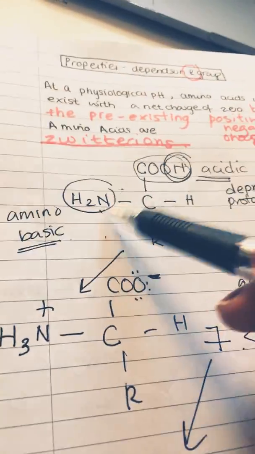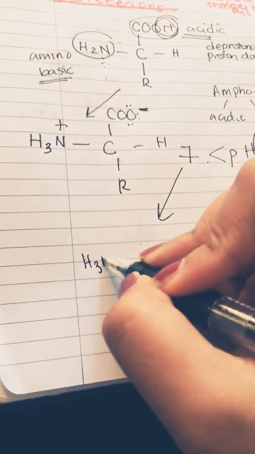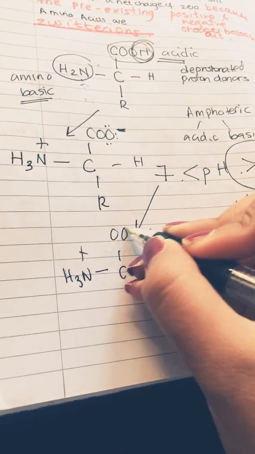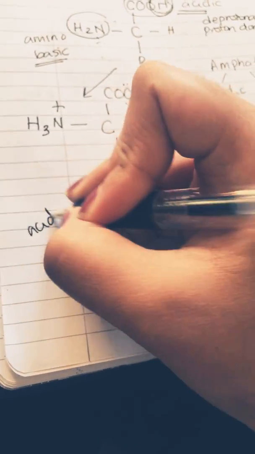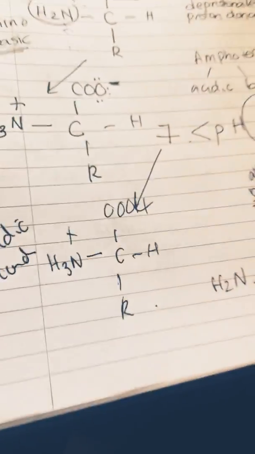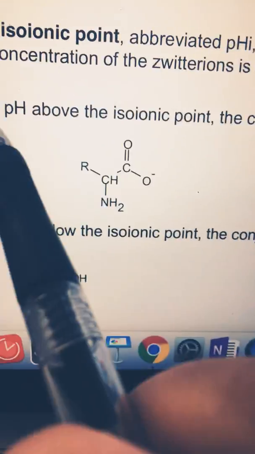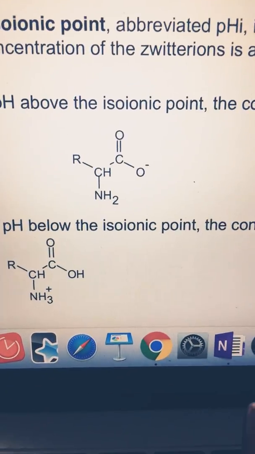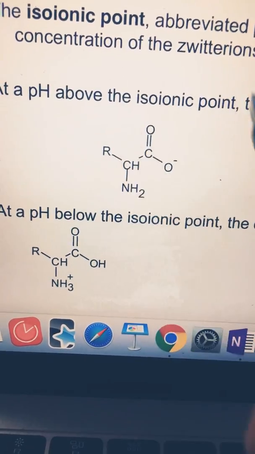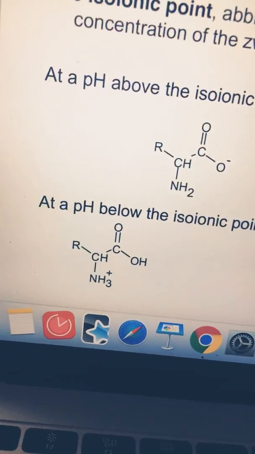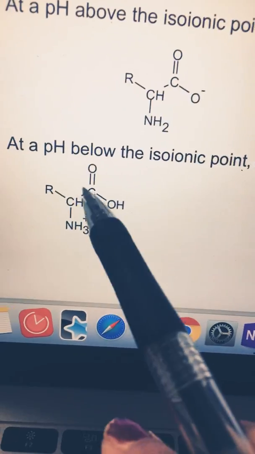If the pH is below 7, you're in acidic conditions. Acids are proton donors, which means that this is actually going to gain a hydrogen. So you're going to be left with H2N plus, COOH, hydrogen, and R. Okay, and this is in acidic conditions. Isoionic point. At a pH above the isoionic point, the conjugate base predominates. We understood that. We know that because if it's above the isoionic point, it means it's more basic. If it's more basic, bases are proton acceptors, meaning you're going to lose a hydrogen. Here, acidic, you're going to be donating a proton, NH3.